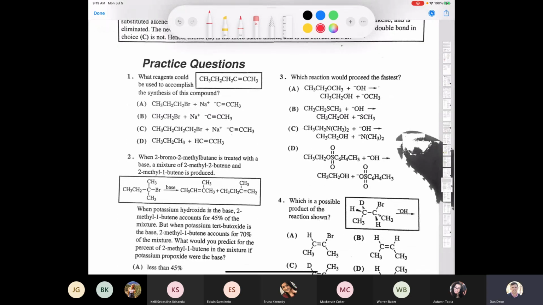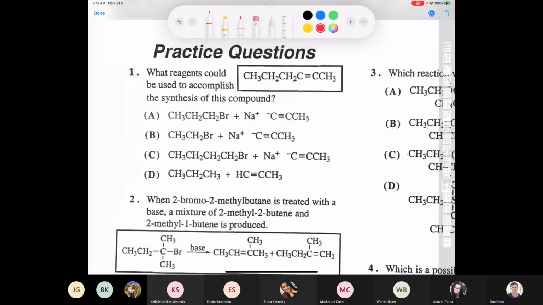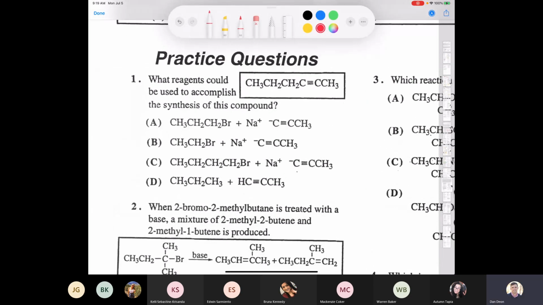But I think we've earned a break. And so you could take a quick look at question number 1, which simply says what reagents could be used to make this compound. So you have 1, 2, 3, 4, 5, 6, 7. So you have 2-hexyne is what it is. And the question is just, how would you make 2-hexyne? Which one of these would work? And so when we come back, we'll take a look.